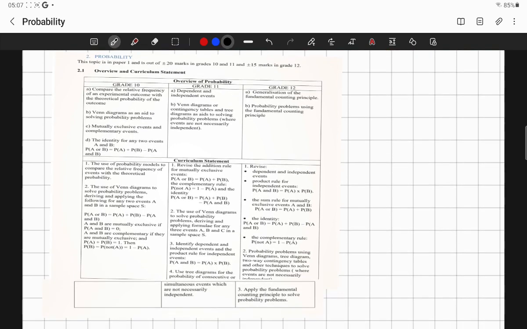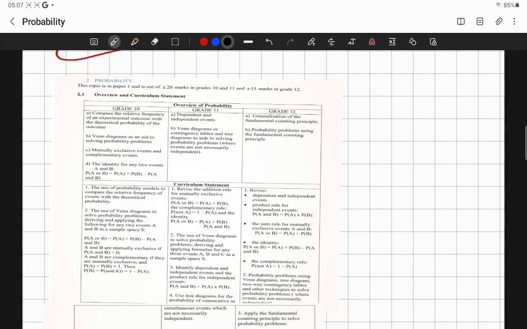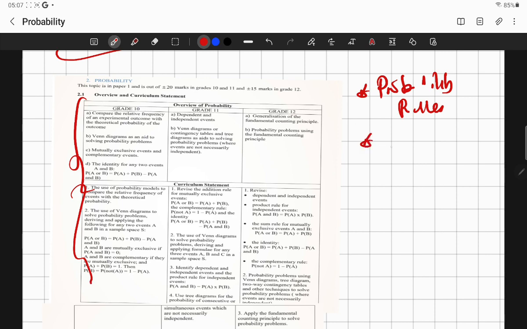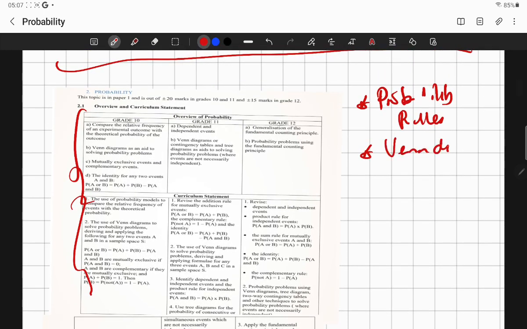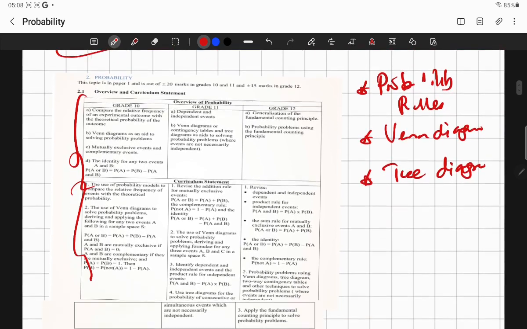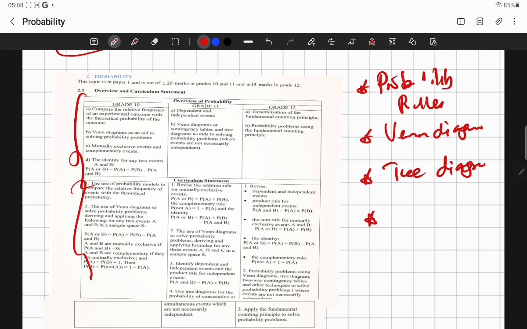In high school, you'll need to know these couple of basics of probability, which are taught in your curriculum, which involve probability rules, which are covered from grade 10, which are these ones, all of these. And then also need to know how to work with Venn diagrams, and then how to work with tree diagrams, and then how to work with contingency tables.